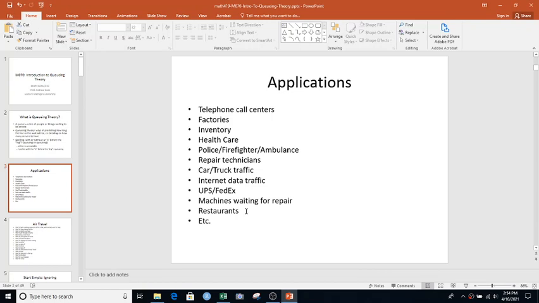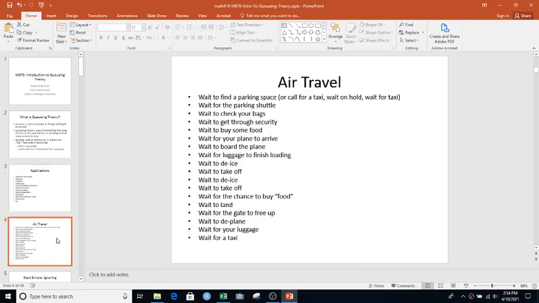One thing that's interesting to think about in particular is air travel. Just take a sec to think about air travel. What queues do you encounter in air travel? Well, here's my list. First, you wait to find a parking space at the airport, or you call for a taxi, wait on hold, and then wait for a taxi.